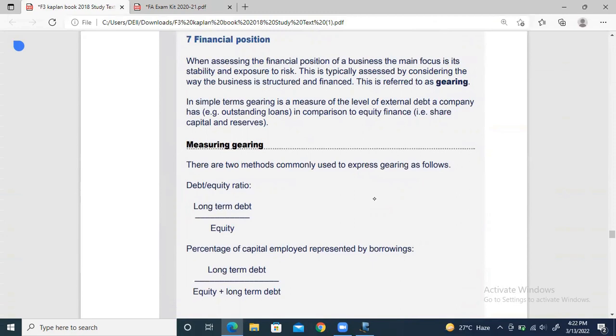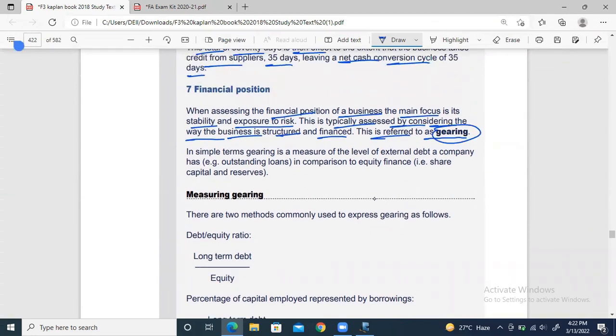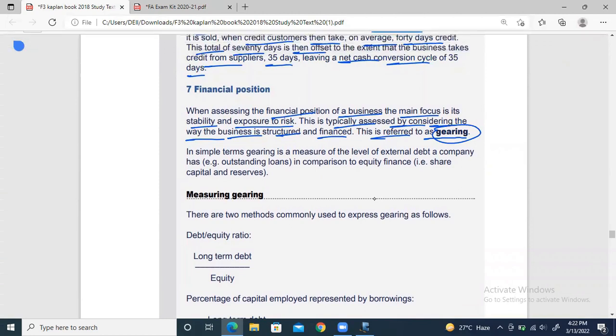So, when assessing the financial position of a business, the main focus is its stability and exposure to risk. This is typically assessed by considering the way the business is structured and financed. This is referred to as gearing. This is the new word that I'm talking about. If you want to understand it in an easier way, you can understand gearing as the level of debt that the company has raised.